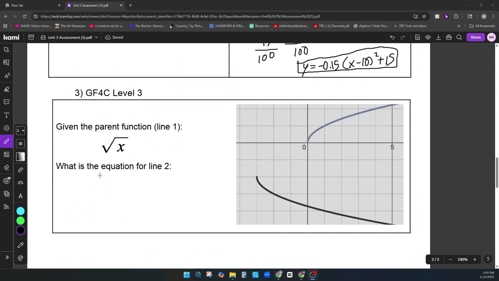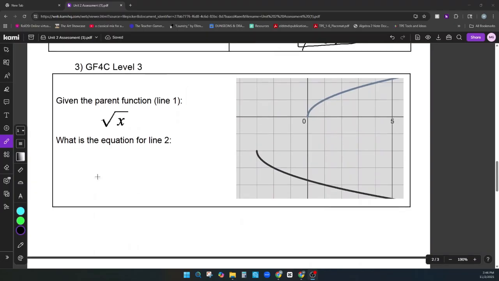Moving on to part number 3. So this one, we're looking at a parent function. Given the parent function of line 1, root of x, what was the equation for line 2? So I announced this during class, but also we should remember our facts about parent functions. I know that this one is line 1 because the parent function starts at 0, 0, passes through 1, 1. This has all the qualities of a parent function, meaning that this is line 1, which means I need to figure out what the equation is for this one, line 2.